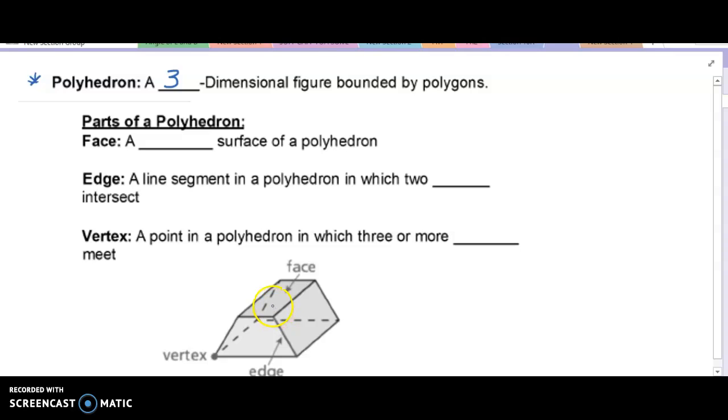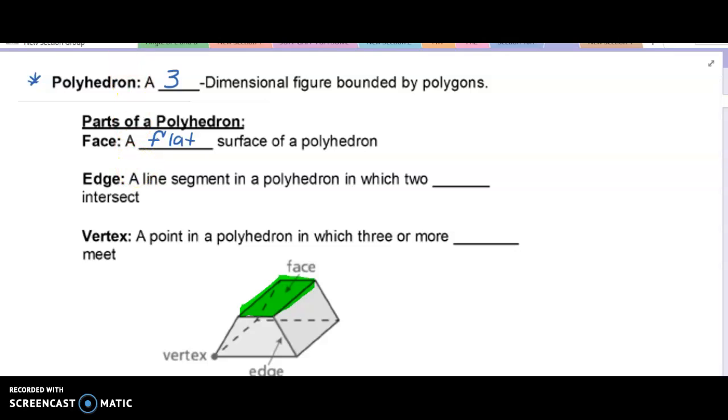Now the parts of a polyhedron: we have the face, the edge, and the vertex. The face is just one of the flat surfaces. Think of a face as this entire top part here. These would be the individual polygons that make up this polyhedron. So there are several faces on every polyhedron.